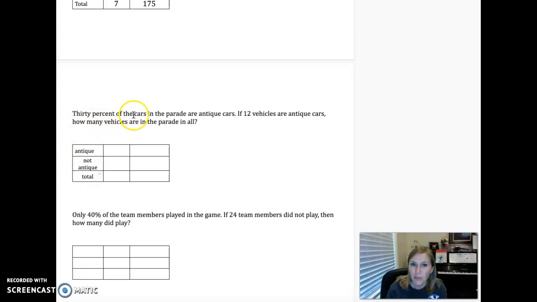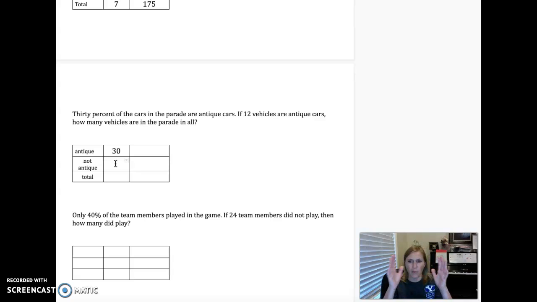So it says 30% of the cars in the parade are antique. So if 30% are antique, can you think for a second how many would be not antique? Okay, so if 30 are, think how much is total. So if we have everything all together, a whole circle, we have 100%. So how many are not antique? Most of you probably got 70. You were right. Okay, so now let's write down with numbers to figure out what this all means.